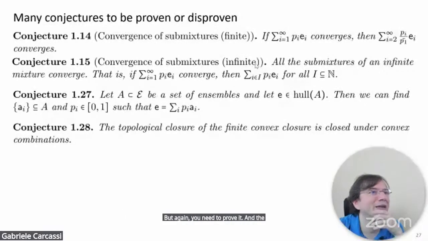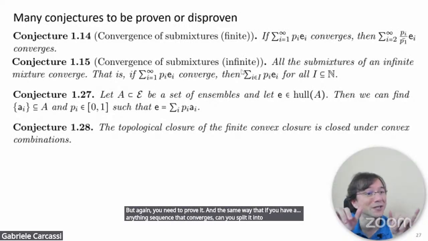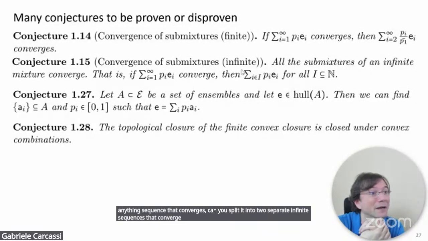And the same way that if you have an infinite sequence that converges, can you split it into two separate infinite sequences that converge? Like, I have no idea. Maybe that you can't. I don't know.